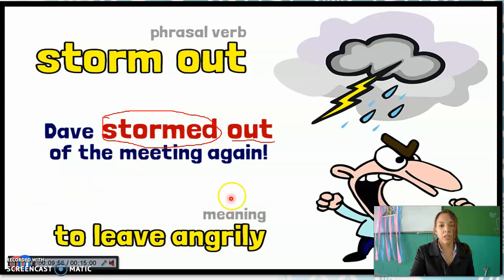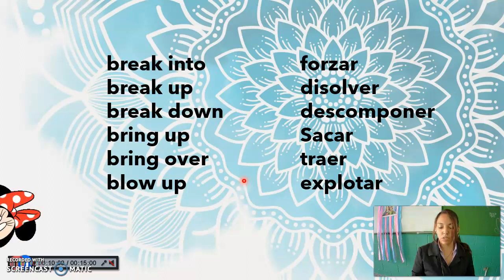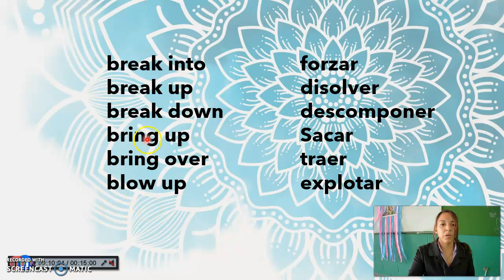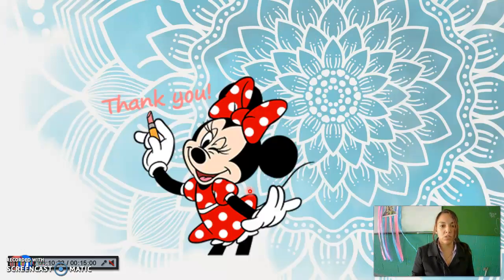Okay, so that's it for this day. And we have some examples, for example: break into, break out, break down, bring up, bring over, and blow out. For this we have some exercises. You're going to fill in each one with the correct form of the phrasal verbs. The previous phrasal verbs are the ones you're going to use.